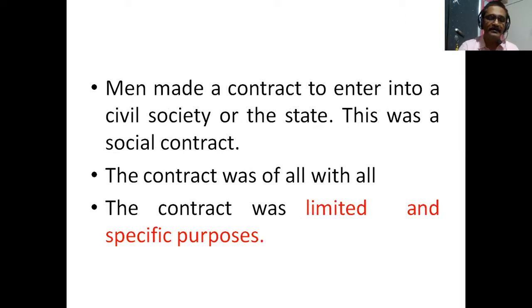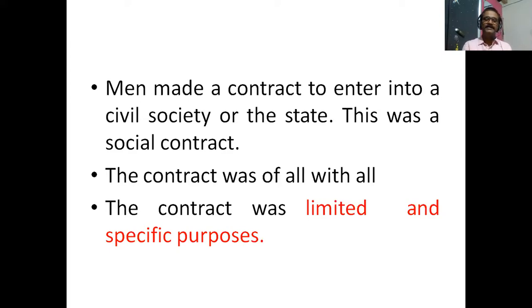The men made a contract to enter into a civil society, the state. This was a social contract. The contract was of all with all. The contract was for limited and specific purposes. This is very important. So what kind of contract did they enter into? They entered into a contract to protect the laws of nature, which guaranteed three natural rights: the right to life, the right to liberty, and the right to property. So those were the natural rights, and they have to be protected.